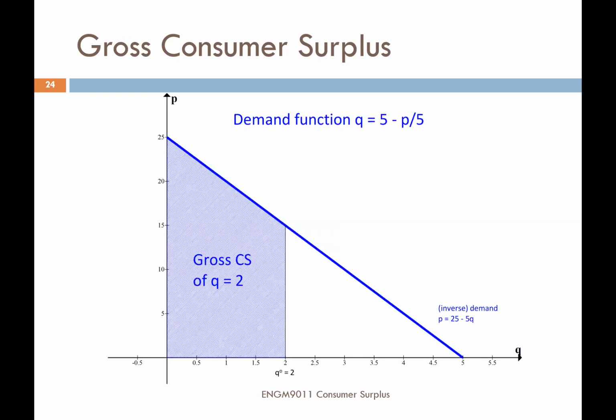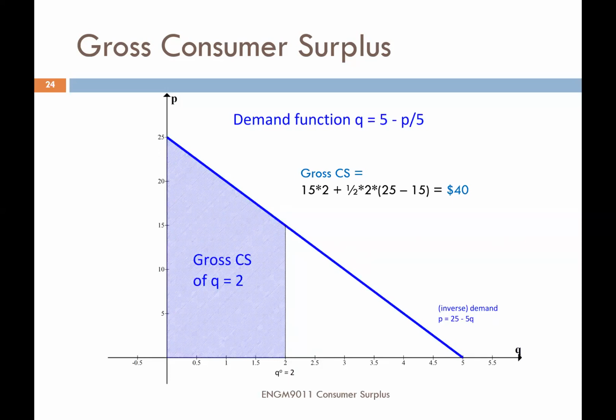We take the area underneath the demand curve from Q equals 0 up to Q equals 2. Now, in this case, it's easy to calculate the area under the demand curve, because it's just the sum of a rectangle and a triangle. The rectangle has a base of 2 and a height of 15. 2 times 15 is 30. And then the triangle has a base of 2 and a height of 10. So half the base times the height is 10. Add the two together, and we see the gross consumer surplus is $40.